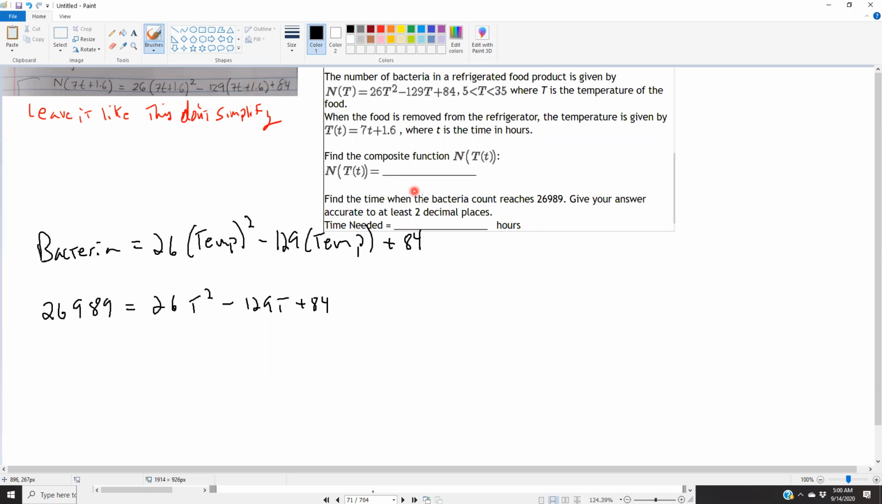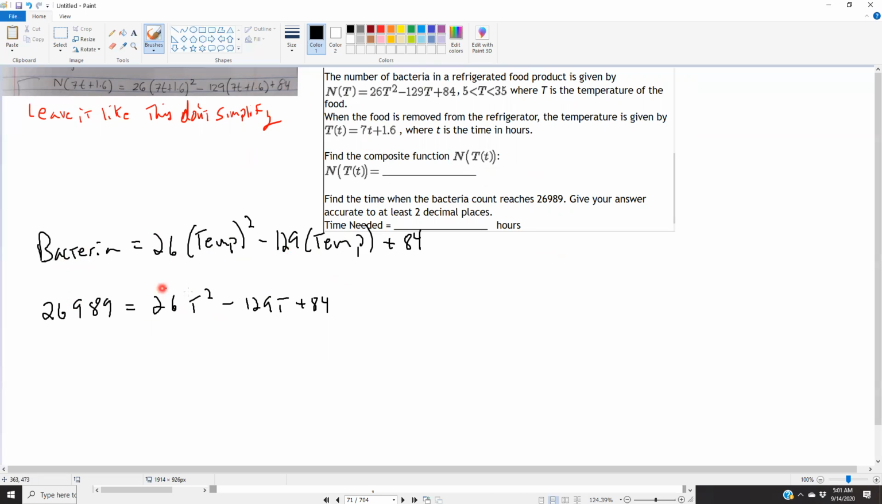Then for part 2, it says find the time when the bacteria reaches the value. See, before they gave us a time, find the bacteria. Now we're going to work backwards. That's a little bit more difficult question. So what we're really trying to do is, this other function says here's the bacteria equals this expression where temperature is the independent variable. So we have to work backwards to find the time. So that's the number of bacteria.